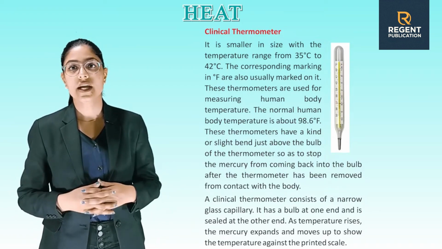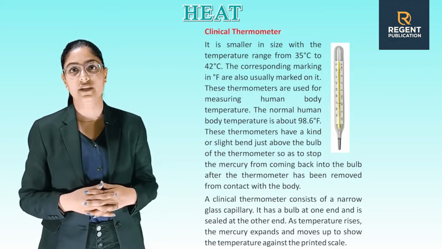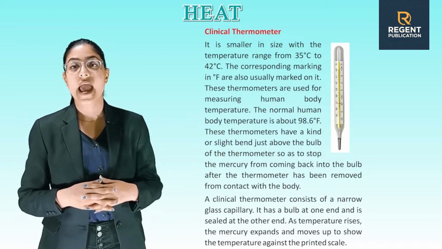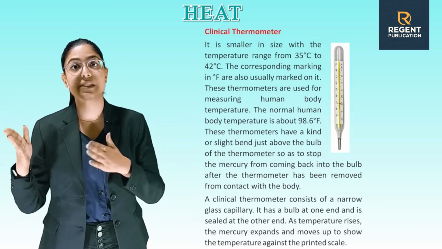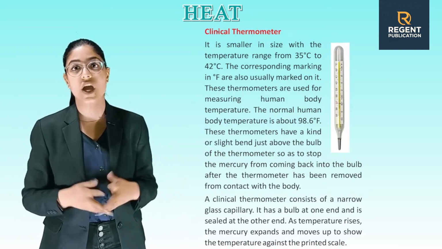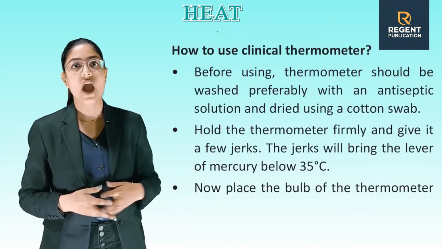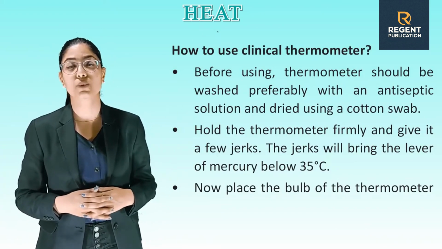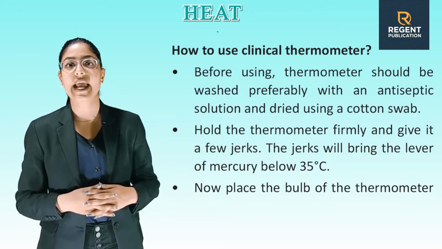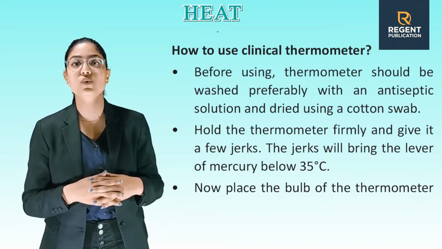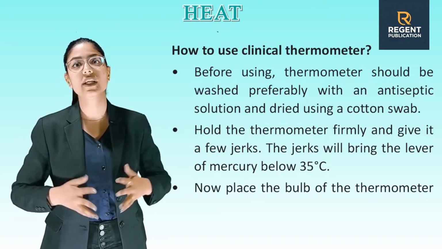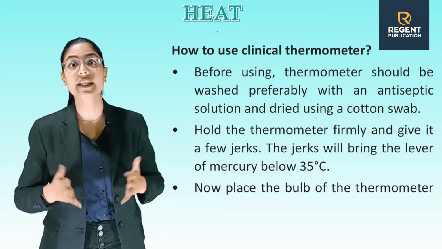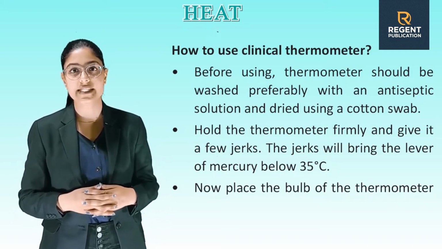A clinical thermometer consists of a narrow glass capillary. It has a bulb at the end and it is sealed at the other end. As temperature rises, the mercury expands and moves up to show the temperature against the printed scale. How to use a clinical thermometer? Before using, the thermometer should be washed, preferably with an antiseptic solution, and dried using a cotton swab. Hold the thermometer firmly and give it a few jerks. The jerks will bring the level of mercury below 35°C.